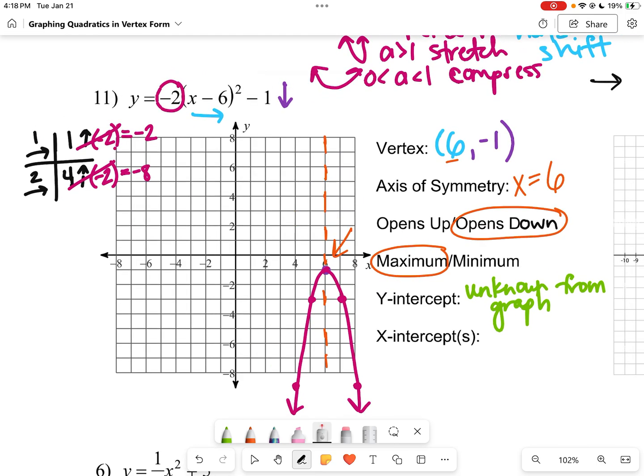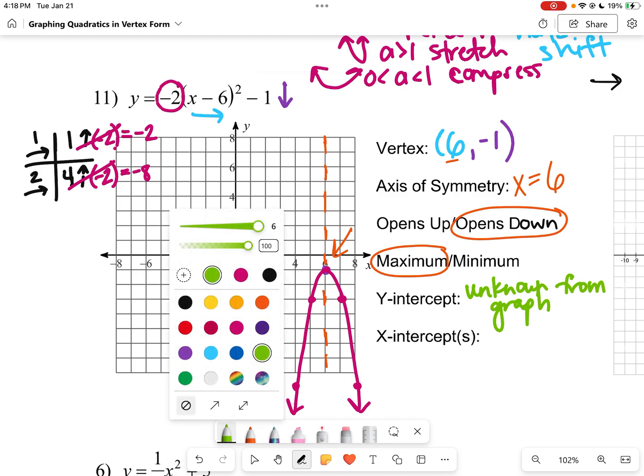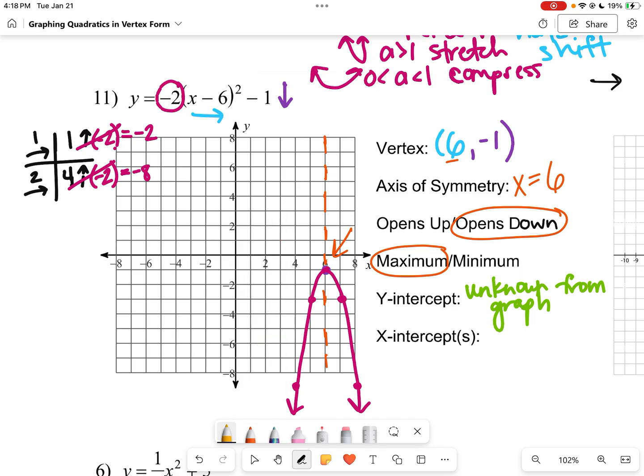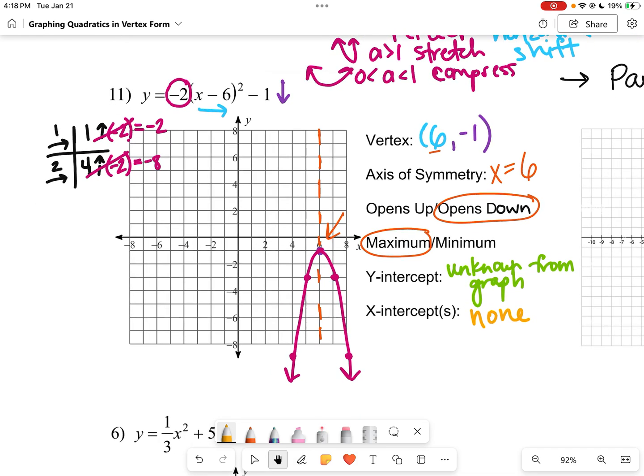And then my x-intercepts here, well, that's where my graph touches my x-axis, but if you notice, it's going to keep going down forever. So it's never going to touch my x-axis. So here, I actually do have none. So there's nothing for me to write there. Okay? Let's go ahead and do one more example.